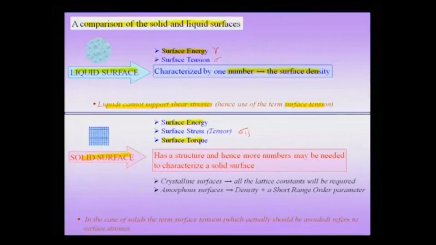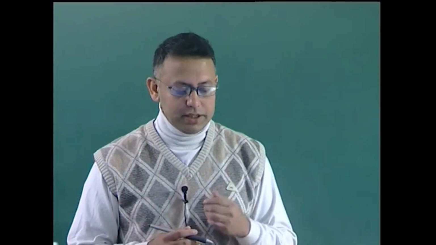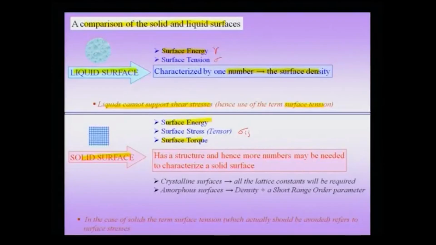Therefore, when I am trying to characterize a solid surface, I need to specify more quantities, and I have to go into a little more detail as compared to liquid surfaces. Now, the first of which we noted was that the surface energy and surface stress are not equivalent concepts anymore in a solid. The solid surface also is associated with a surface torque, and we clearly know that the surface of a crystalline material has structure and more numbers need to be specified to characterize a solid surface.